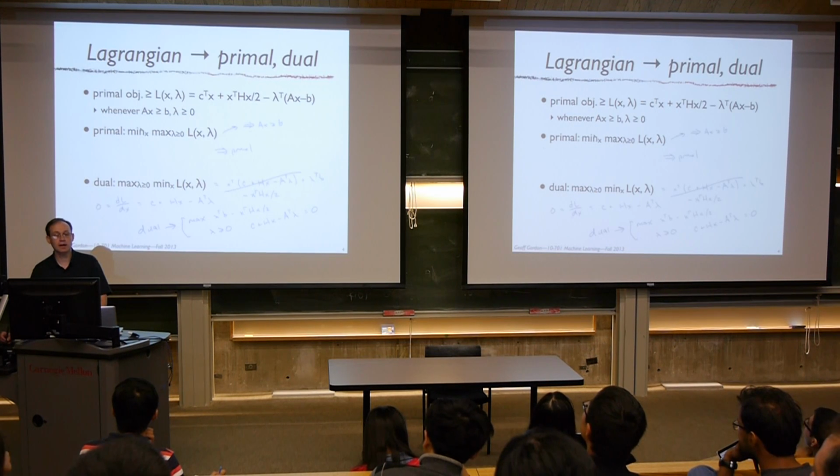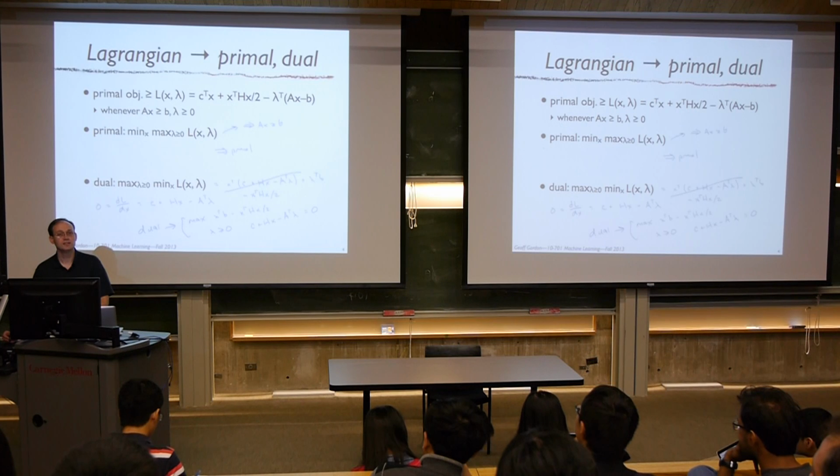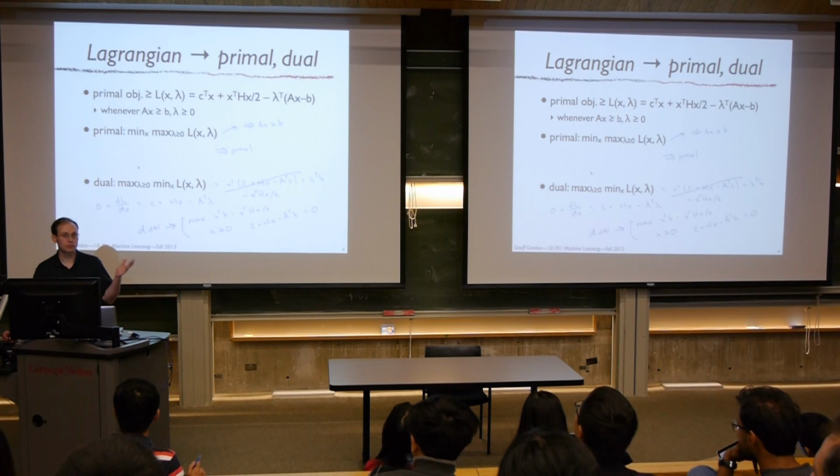So you minimize over X the function max over lambda of the Lagrangian, or you max over lambda the function min over X of the Lagrangian. In the first, the lambda player goes first and the X player gets to react. In the second, the X player goes first and the lambda player gets to react. That subtle difference is the only difference between the primal and the dual: the order of whether you're minimizing or maximizing with respect to X or lambda first or second.